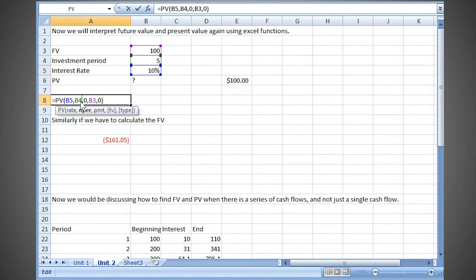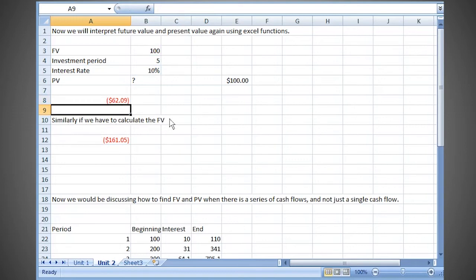So present value, we'll denote it as PV bracket rate, which is equal to 10%. Then we write number of periods, which is 5. Then the regular cash flows, which is 0 since it's a one-time investment. Then future value, which is 100, and type. This would be 0 since it's at the closing of the period. So we get 62.09.